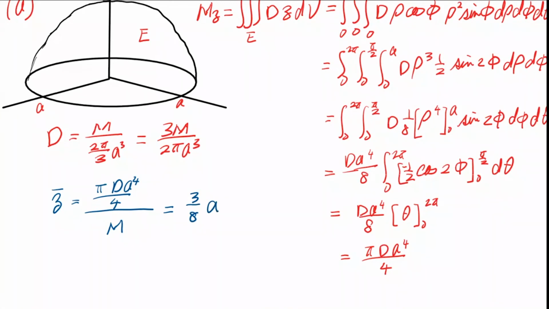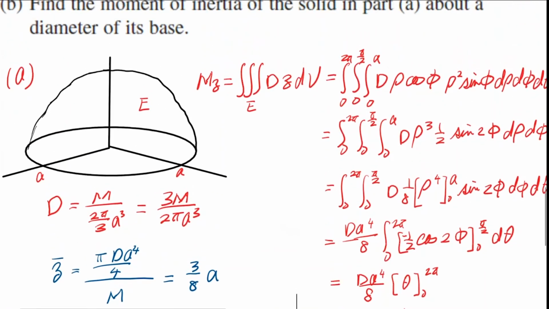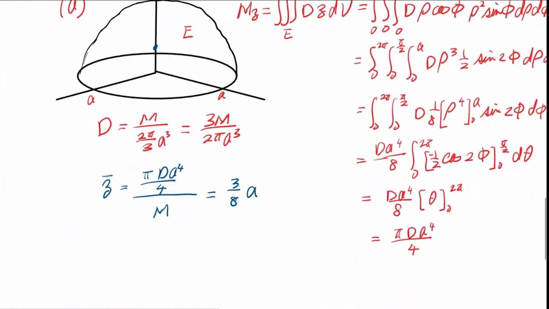Which makes sense because this has to be purely geometrical, should not depend on mass, right? So 3/8 of the way somewhere here. Let's say it's there. You know what I'm saying? So your center of mass coordinate is 0, 0, 3/8 of a. You get it?